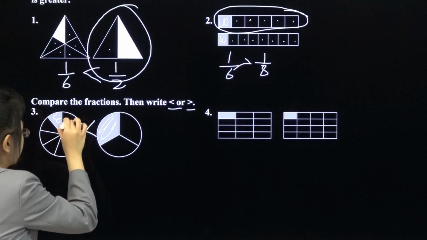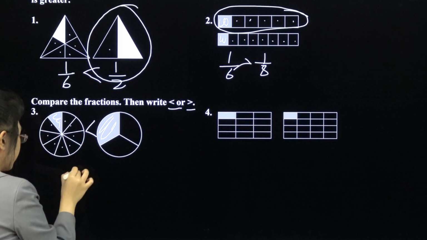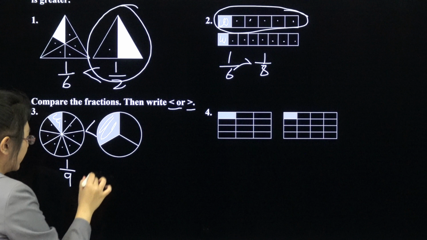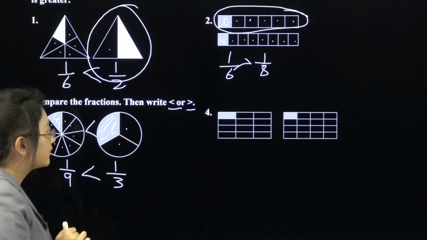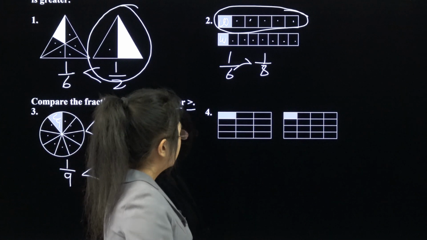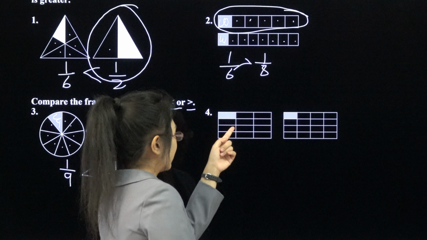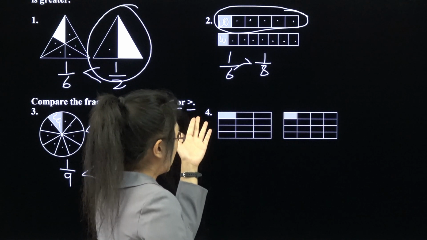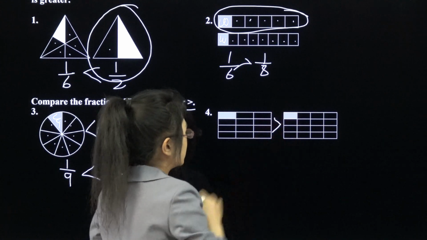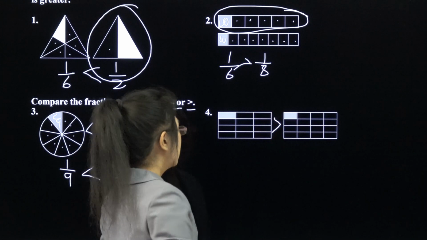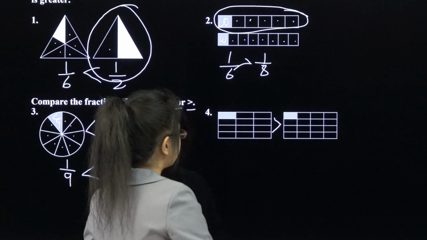So here we have 1, 2, 3, 4, 5, 6, 7, 8, 9 parts. So 1/9 is smaller than 1/3. What about this one? Well, it seems that the figure on the left is bigger than the figure on the right. You could just write it like this. But, again, why not actually find out the fraction?